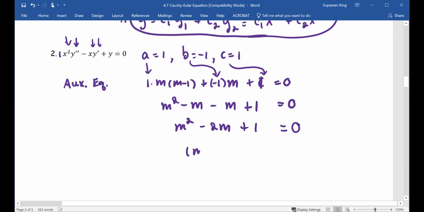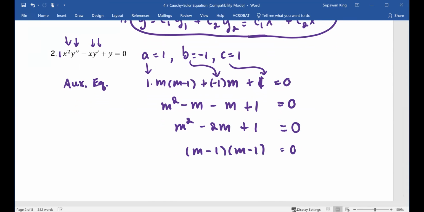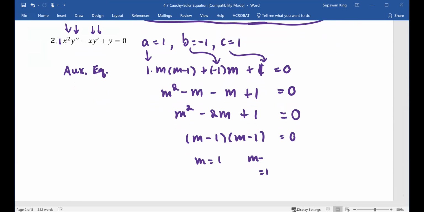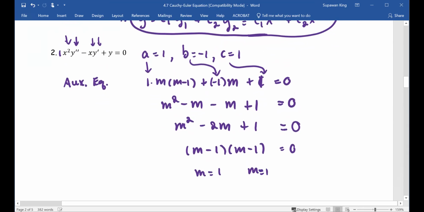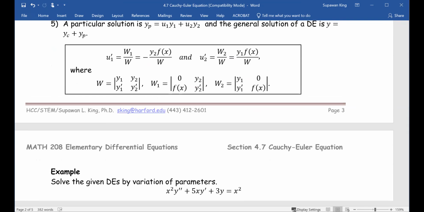Okay, it looks like we have a repeated solution. m minus 1 times m minus 1 equals 0, so m equals 1, m equals 1. The way that I wrote it as two factors is just to remind myself that I'm going to have two solutions. If I wrote it as m equals 1, I would mislead myself to have only one solution for the problem. Okay, so this is my recommendation.